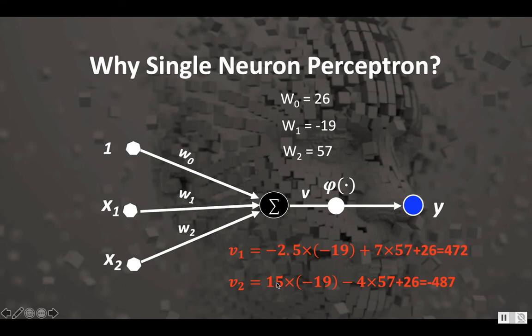Let's plug all this in here. 15 multiply with -19 and -4 multiply with 57 plus 26 equals -487. So here, you know, in this neuron, what we do is just the weighted summation. So all the inputs multiply with their weight and then sum together. So given the x1, x2 from the red point and x1, x2 from the blue point, we can get the V1 and the V2. That is the output for this neuron.